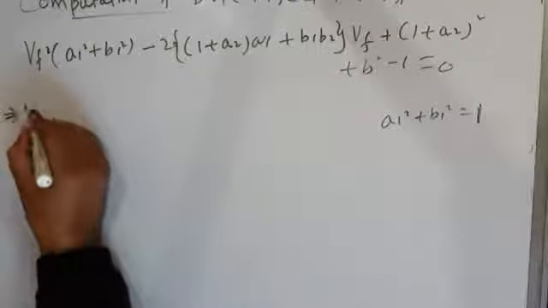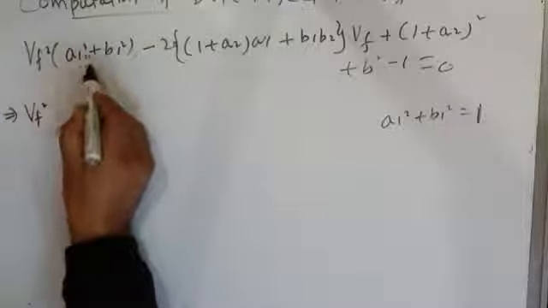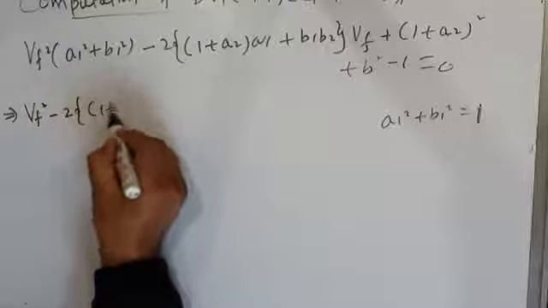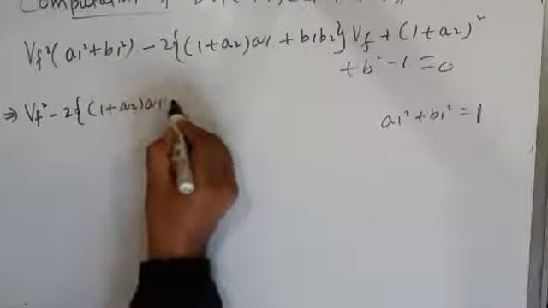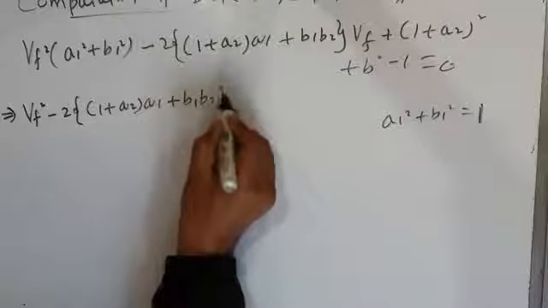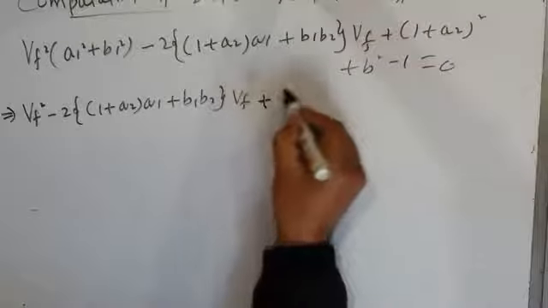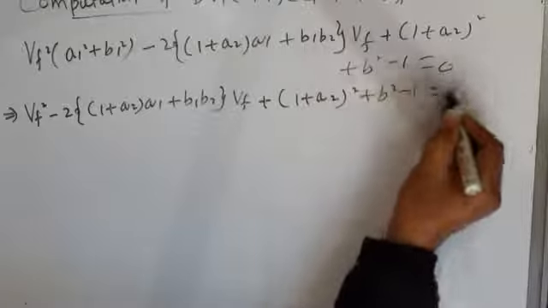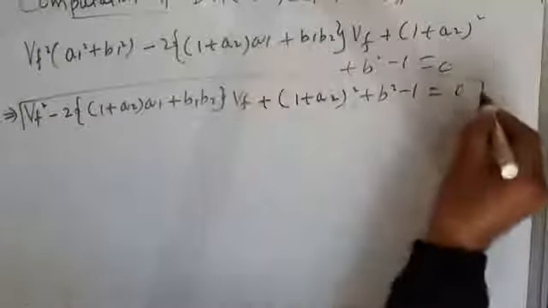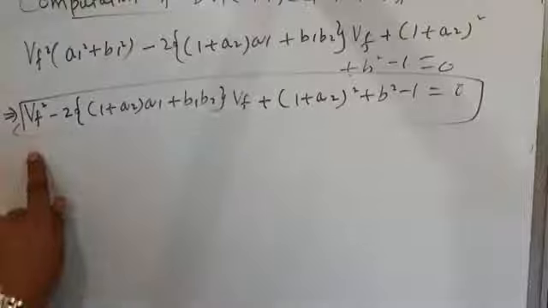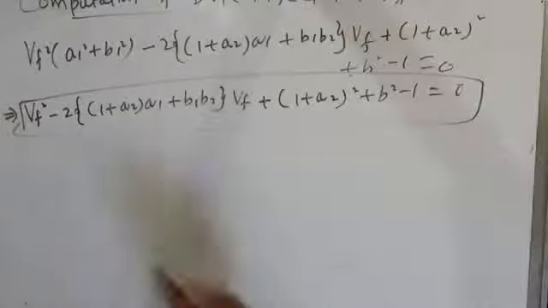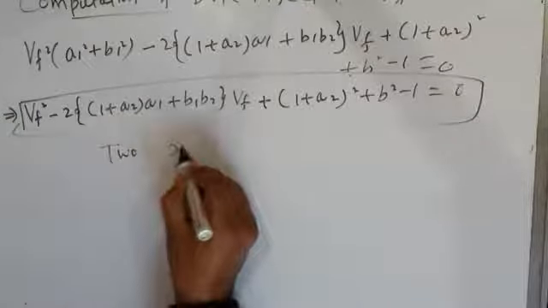So therefore you will get the final equation as this. VF square, since A1 square plus B1 square is 1. So VF square minus 2 into [(1 + A2) into A1 plus B1 B2] into VF, plus (1 + A2) whole square plus B2 square minus 1 equal to 0. This is a very important equation. This is a quadratic equation, and from it you solve for VF and you will get two solutions for VF.